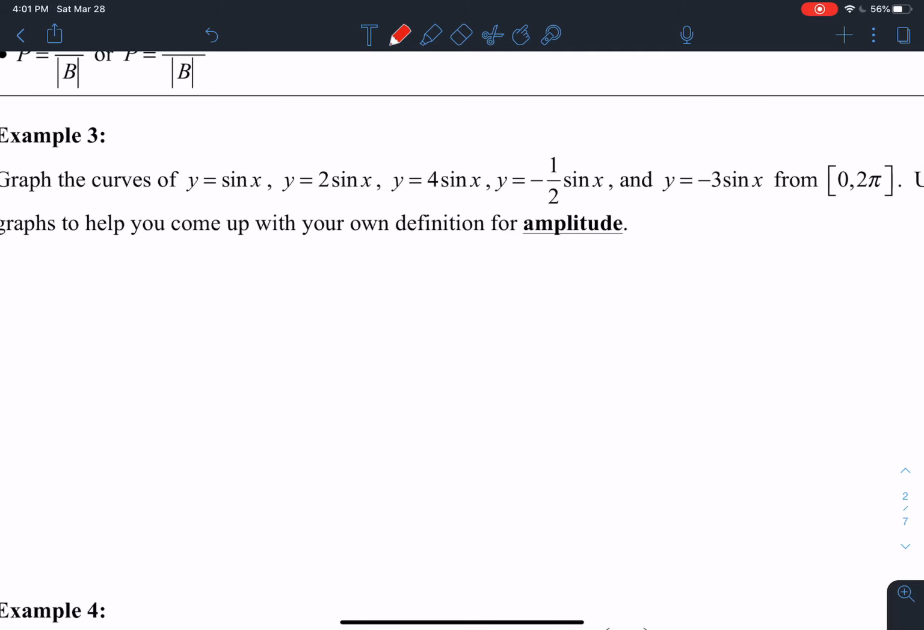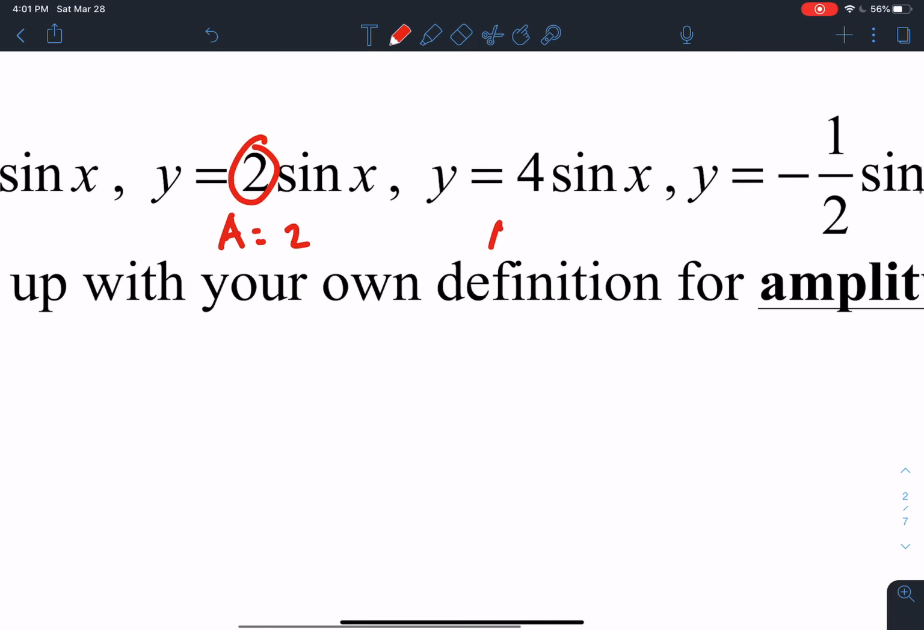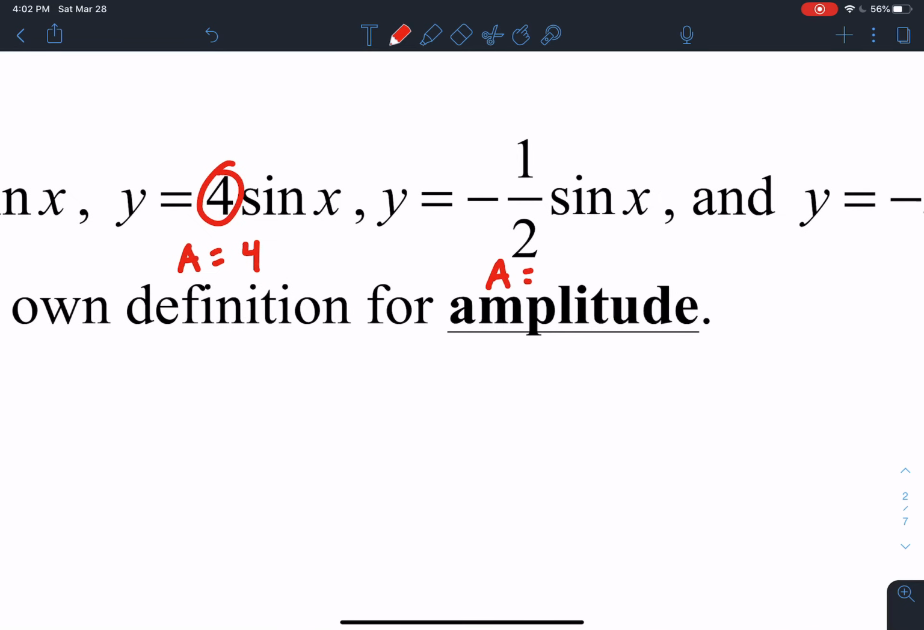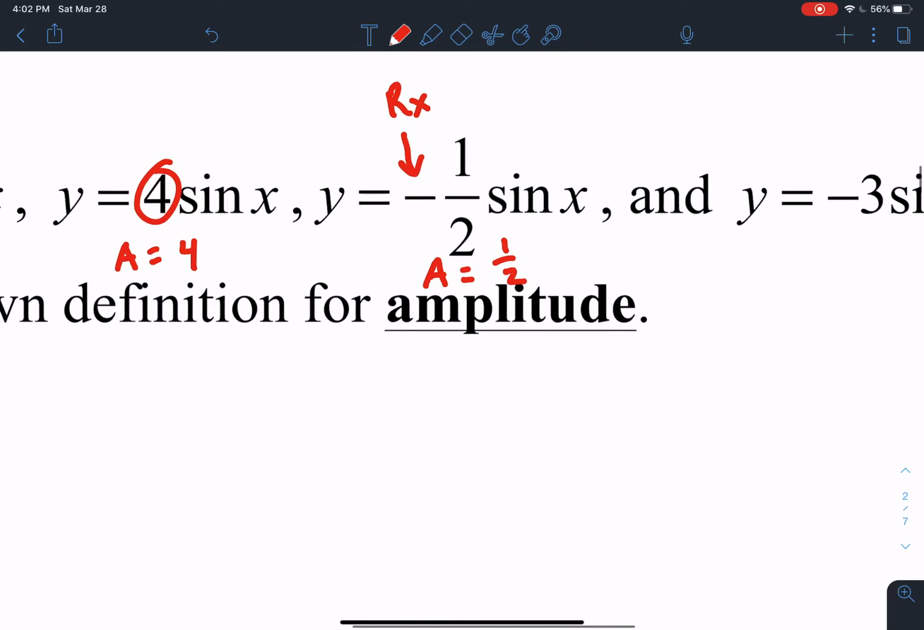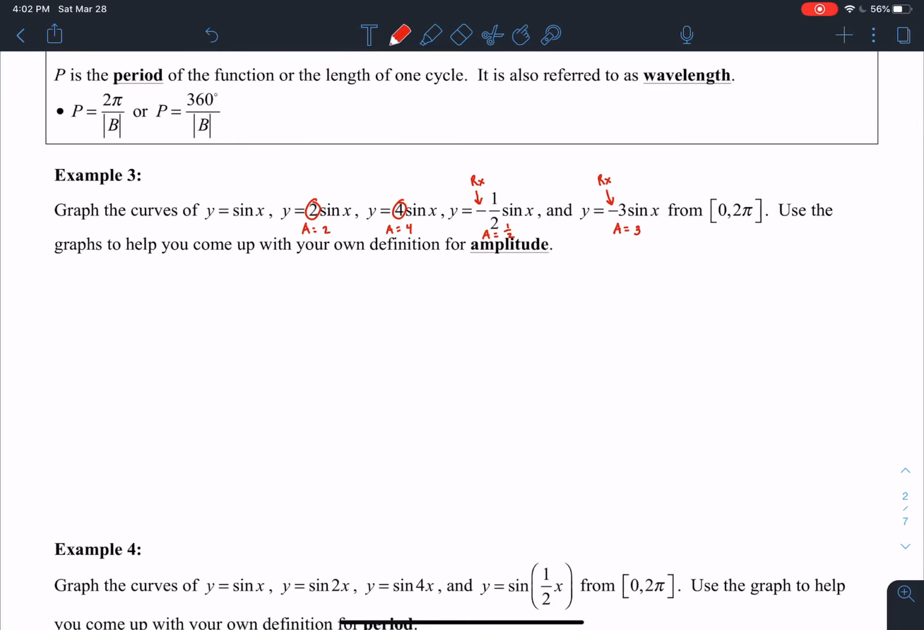So for each of them, your amplitude represents the number, right? So my amplitude here would be 2. Amplitude here would be 4. Here my amplitude would be 1/2. So this one's only going to go down to 1/2 and negative 1/2. And then the negative will just be a reflection, which we'll talk about in another lesson. And then this one, amplitude is 3, which also has a reflection. Okay? So finding amplitude is pretty straightforward.